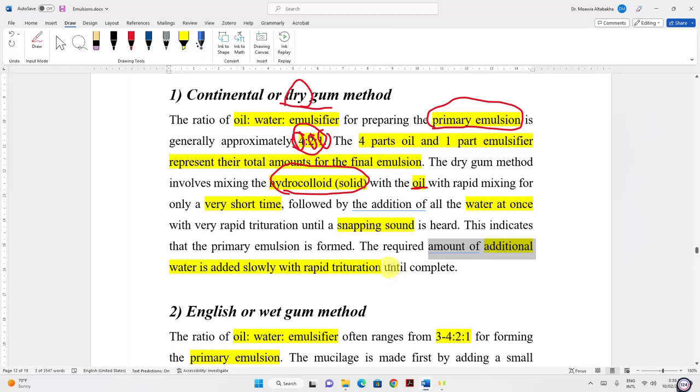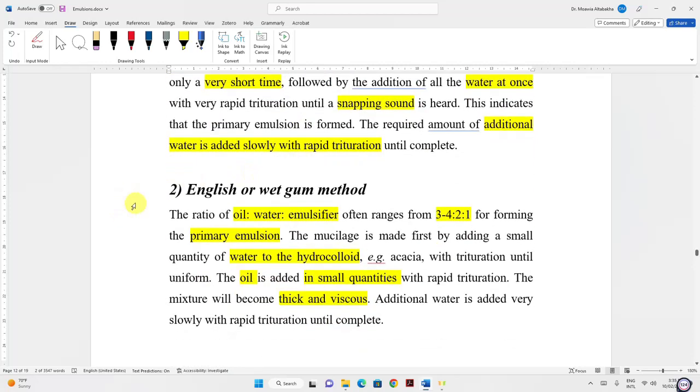emulsion is formed. Okay, remember here, if you look at this one, approximately 4 to 2 to 1, this is only the primary emulsion. It's not the recipe. The recipe will usually contain more water than oil, okay? But for the primary emulsion you will notice that the oil is more than water, okay?